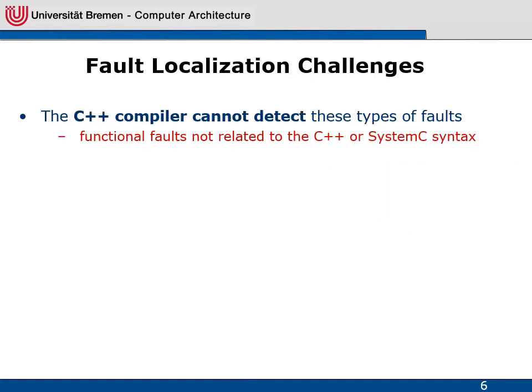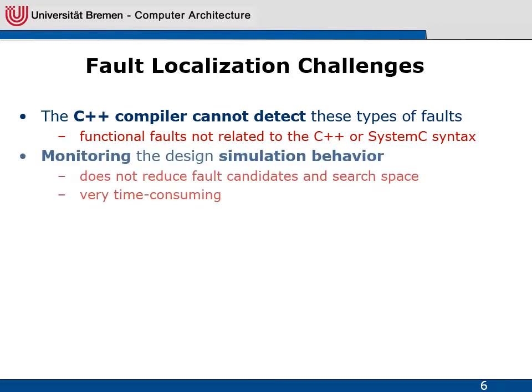However, fault localization of SystemC designs is very challenging, as the C++ compiler cannot detect these types of faults, as they are functional faults and are not related to the C++ or SystemC syntax. Monitoring the simulation behavior of the design is very time-consuming, as it requires manually tracing runtime values of all the design's variables. Therefore, it does not reduce the number of fault candidates and the search space.